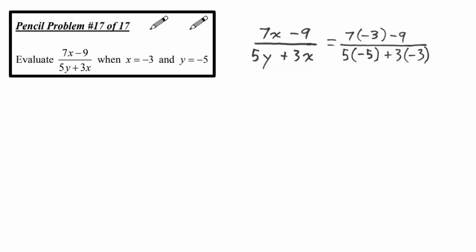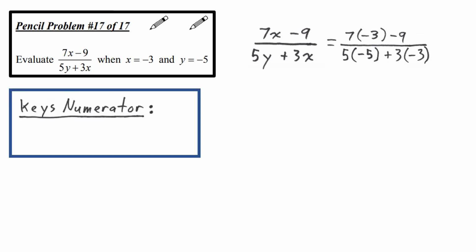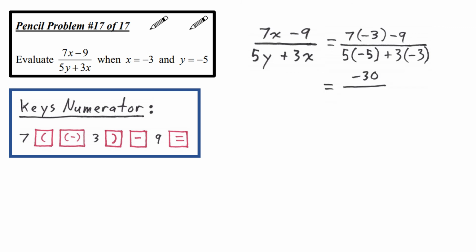In our notebooks, we followed the steps for simplifying this by hand. Now we'll look at the calculator steps. We'll do the numerator separately from the denominator. So we begin with the 7. And now look at this expression that I've circled. We'll type open parentheses, followed by the negative key, then the 3, then close the parentheses. Next, we subtract 9, and then equals, which gives us -30, so we can write that up top.